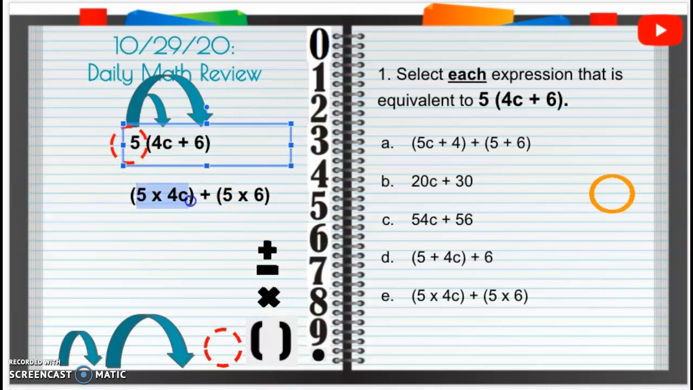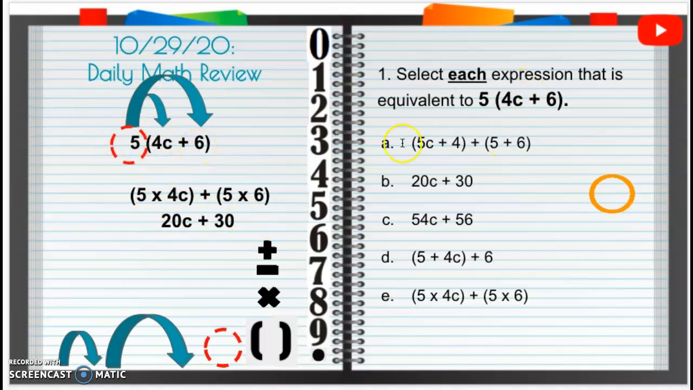Can we do anything more? Yes, we can. So this 5 times 4C, we can do 5 times 4. So this 5 times 4 is going to be 20. And then when you keep that C, you're going to have 20C, or 20 times C. Plus, well, what is this 5 times 6? Well, I know 5 times 6 is 30. So there, we can't do anything more. So here are 2 equivalent expressions of this first part.